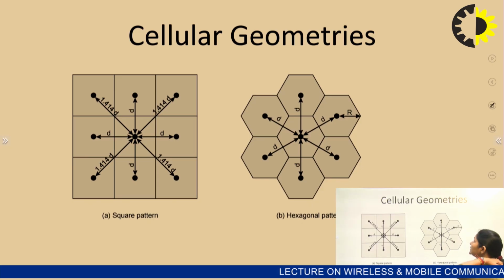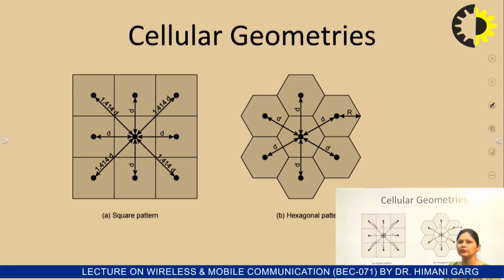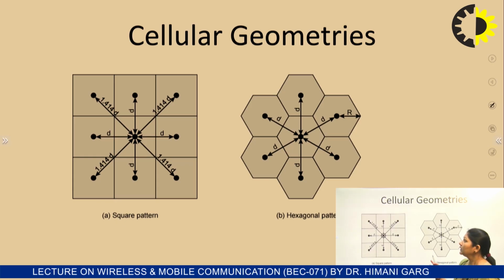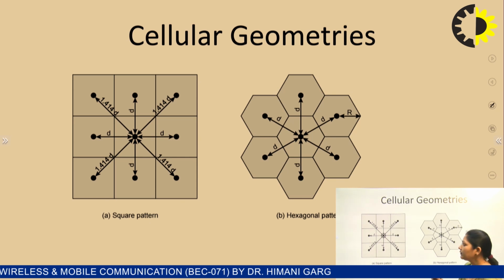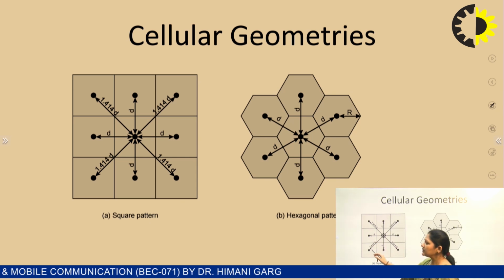Now coming to the geometry of the cells, as I had told in the last slide also, that we generally take the shape of the cell as a hexagon. Now why is it taken as a hexagon? This slide shows the reason why we are taking it as a hexagon. You can see this is the first shape.